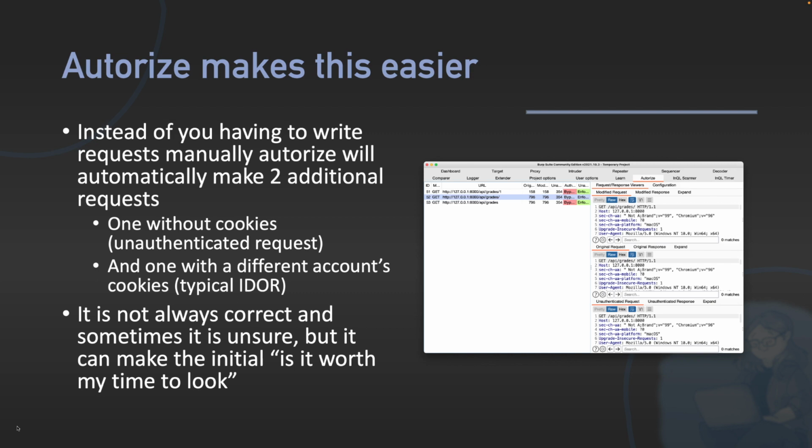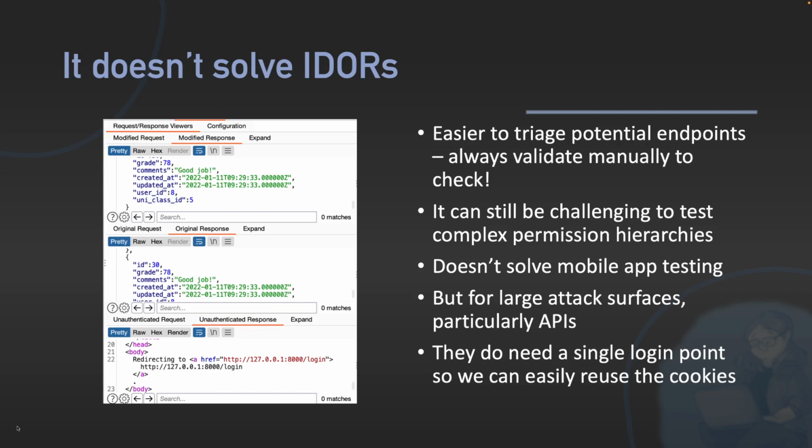So what Autorize does is give you a starting place. You can just sit there browsing the website normally. It makes it a lot easier. It's not always correct. Sometimes it's also unsure. It will have question marks, but it's always that kind of, oh, is it worth my time to look idea. And it doesn't solve IDORs, so it's easier to triage potential endpoints, but you've always got to validate manually to check. It can still be challenging to test complex permission hierarchies. It doesn't solve mobile app testing, but particularly for large attack surfaces and APIs, it's really useful.